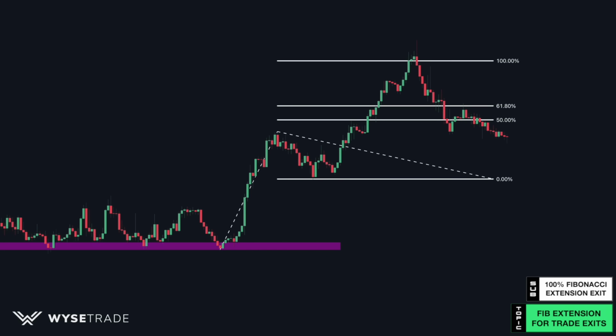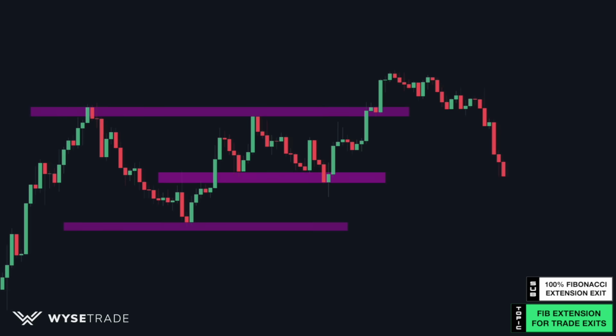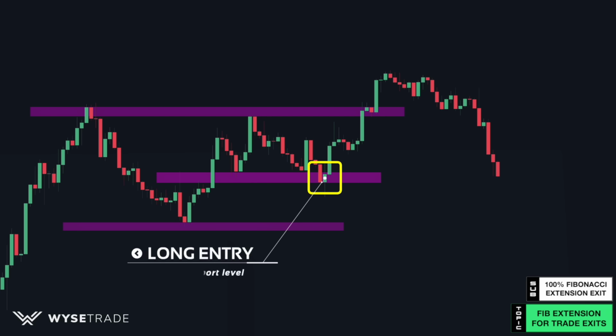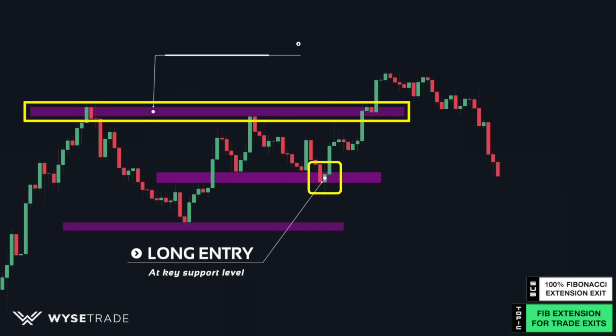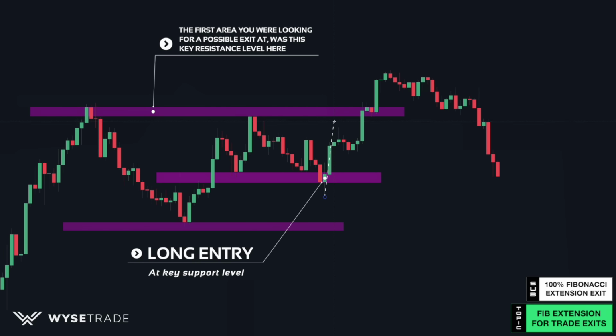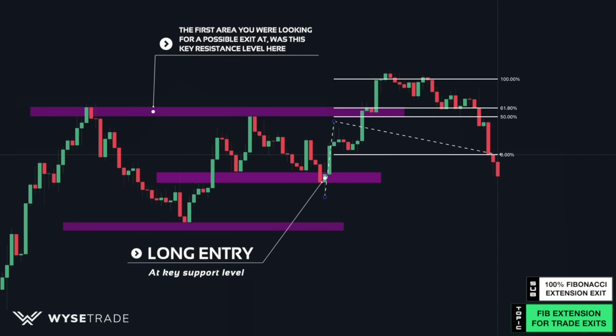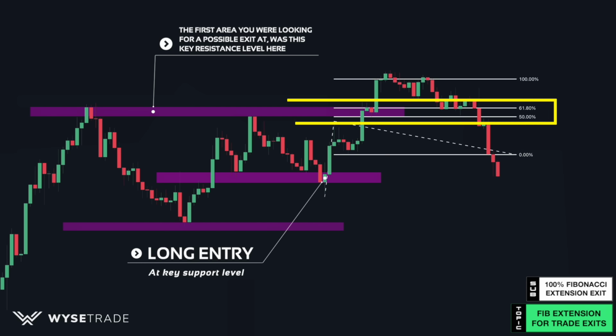So let's show this again. You went long at this long wick candle at support. You were then eyeing this key resistance level here for an exit point. Now applying the Fib extension tool. Notice how the 50% to 61.8% Fib extension lines up perfectly with the resistance level.